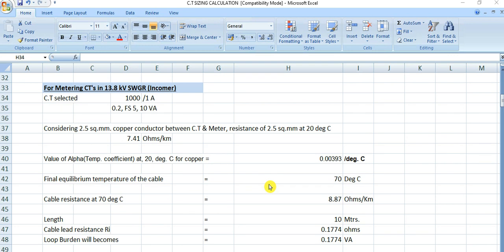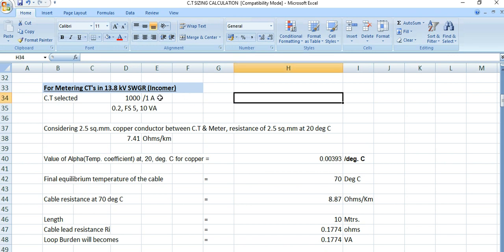In my previous video, I discussed the protection CT sizing calculation. Today, I will discuss the metering CT. Metering CT sizing. This is for a 13.8 kV incoming feeder.